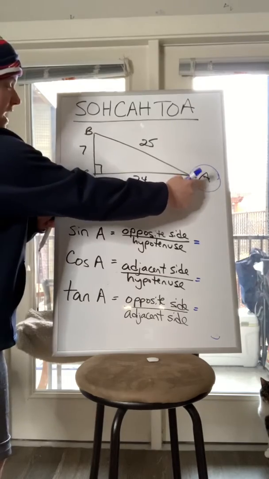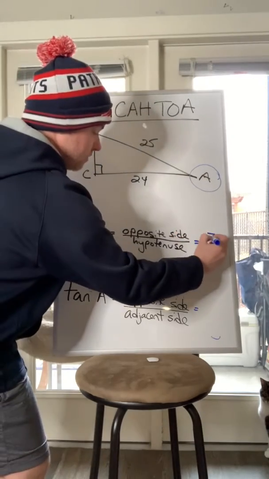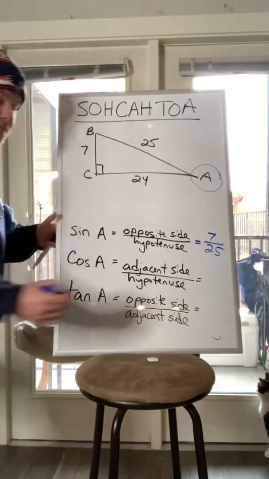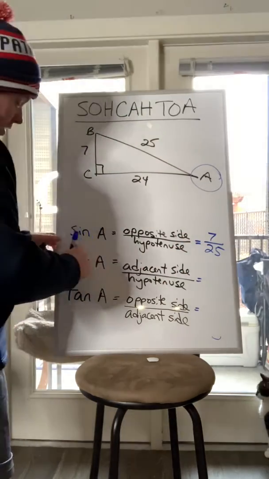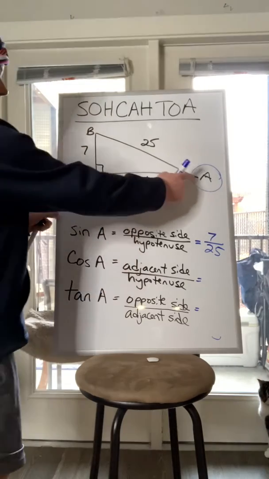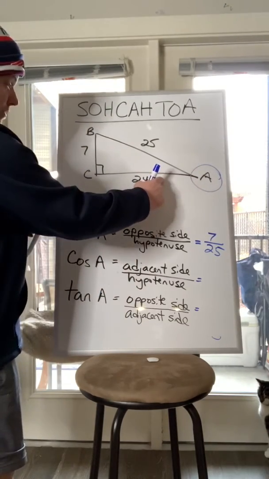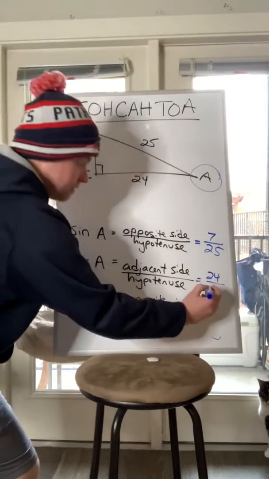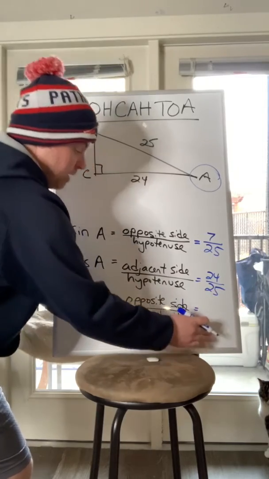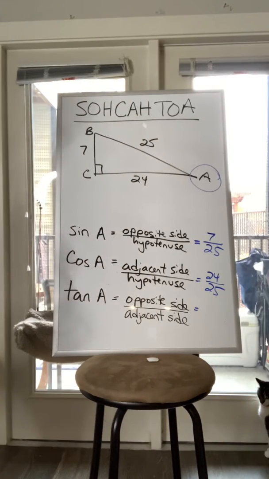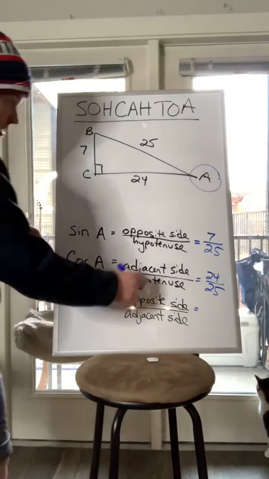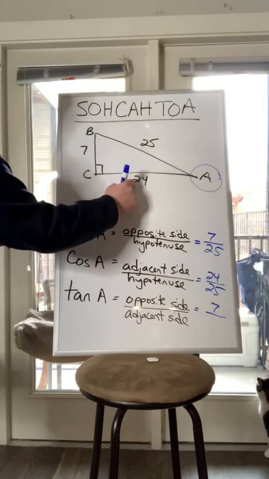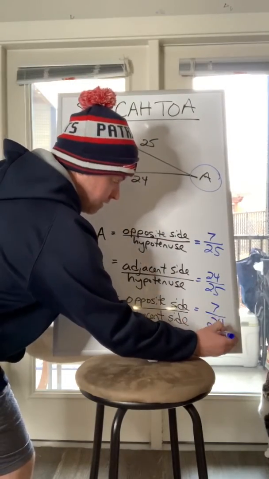So now the sine of A is opposite, 7, over hypotenuse, 25. Okay? Cosine of A, adjacent, 24, over hypotenuse, 25. And lastly, the tangent of A, opposite, 7, over adjacent, which is 24. So it's as easy as that.